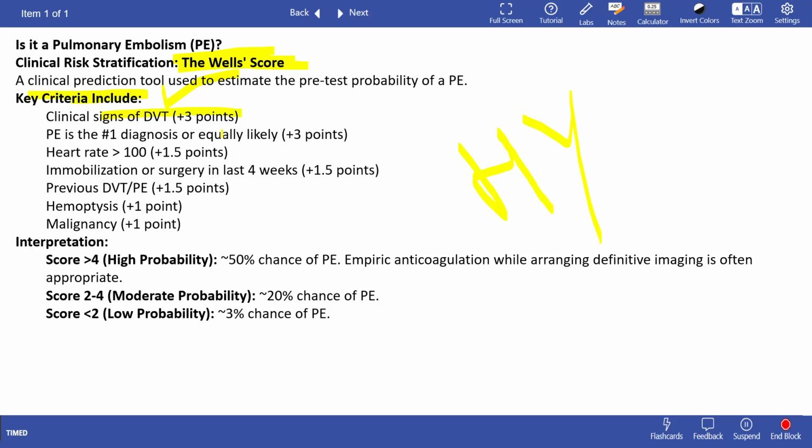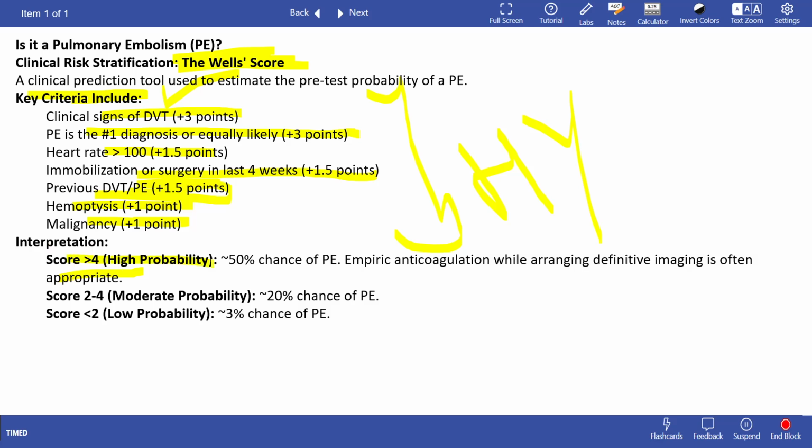Clinical signs of DVT, 3 points. Pulmonary embolism is the number one diagnosis, 3 points. Heart rate greater than 100, 1.5. Immobilization or surgery, 1.5. Previous DVT is 1.5 points. Hemoptysis is 1 point. Malignancy is 1 point. So if you can remember this, this is important. This comes in your paper. But if you cannot, we can discuss it in other lectures on how I remembered this for my time.